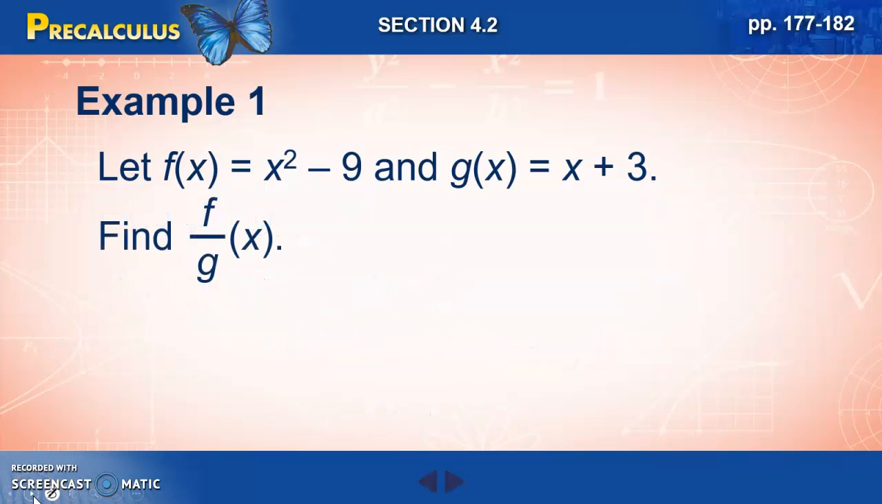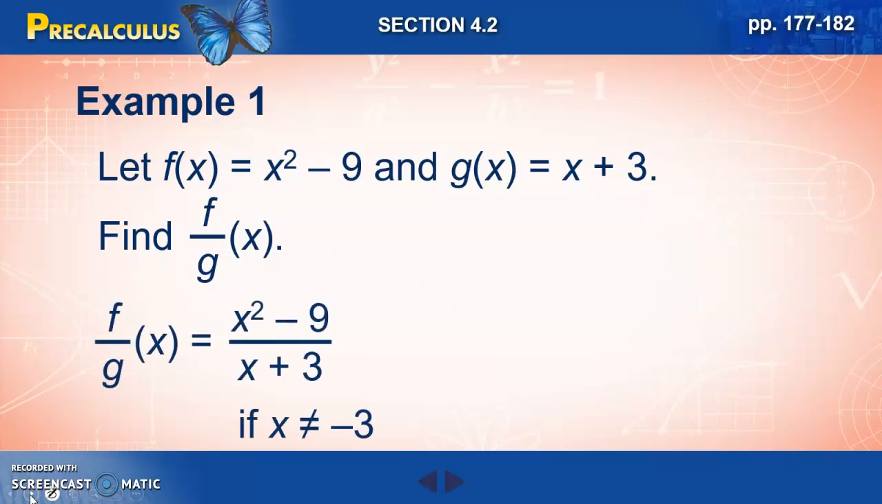Let's let f of x equals x squared minus 9 and g of x equals x plus 3. Let's find f divided by g of x. We know that f divided by g of x is the same thing as f of x divided by g of x. Okay, again, we know that our domain cannot be equal to negative 3. Down here, our g of x cannot be equal to negative 3 because that would give us an undefined function. Now we're not quite done because we can simplify this a little bit.